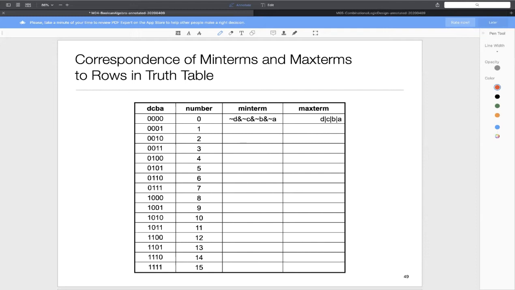And I'm going to play the same game. For 0001, what would be the minterm which results in a value of 1? It would be not D and not C and not B and A.